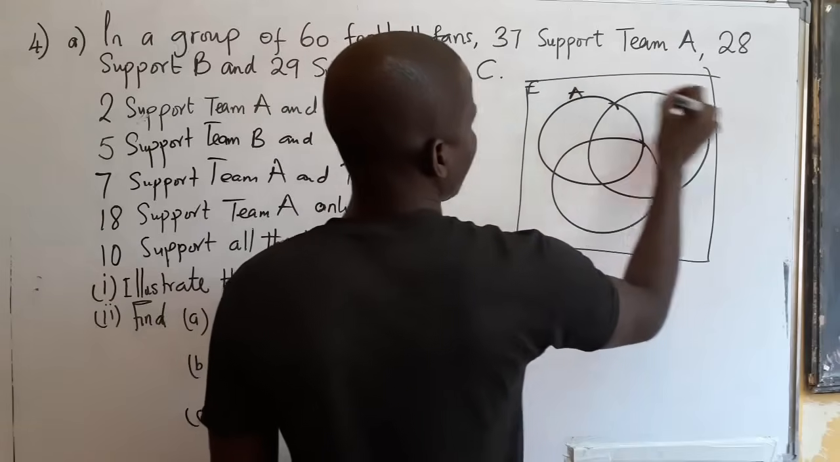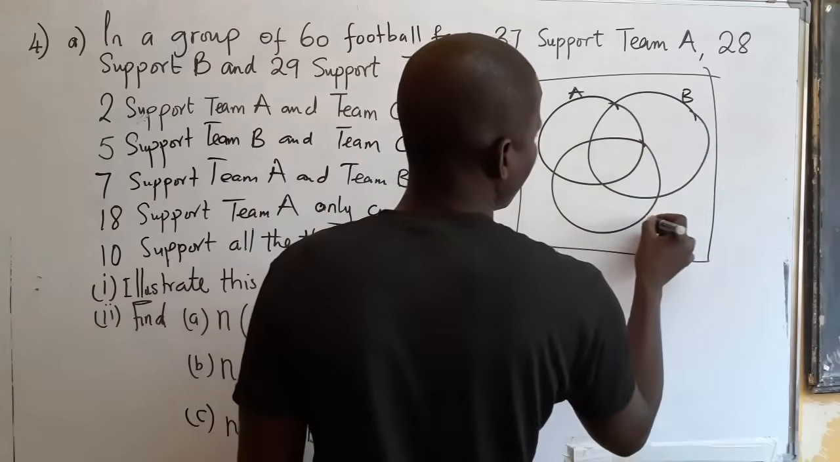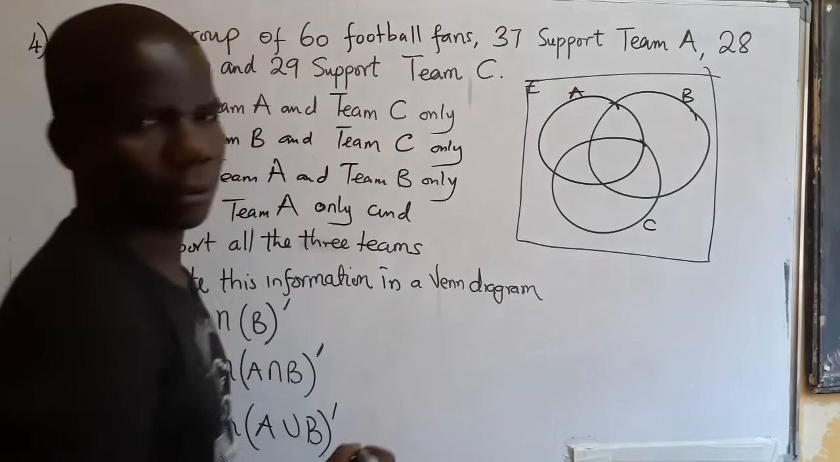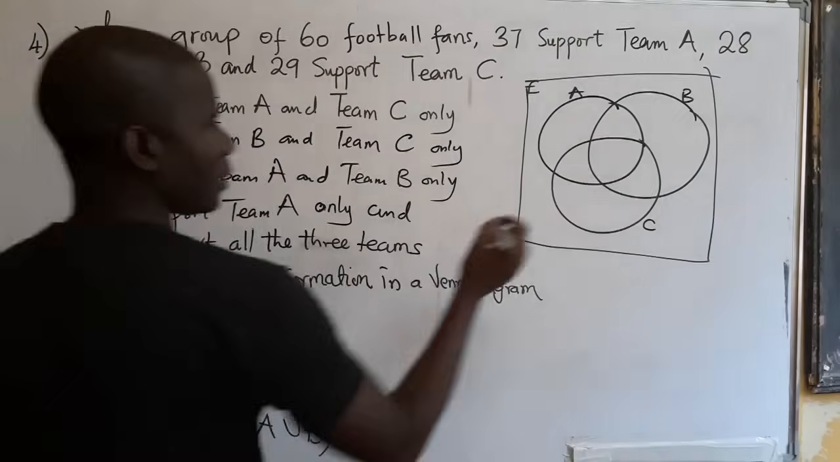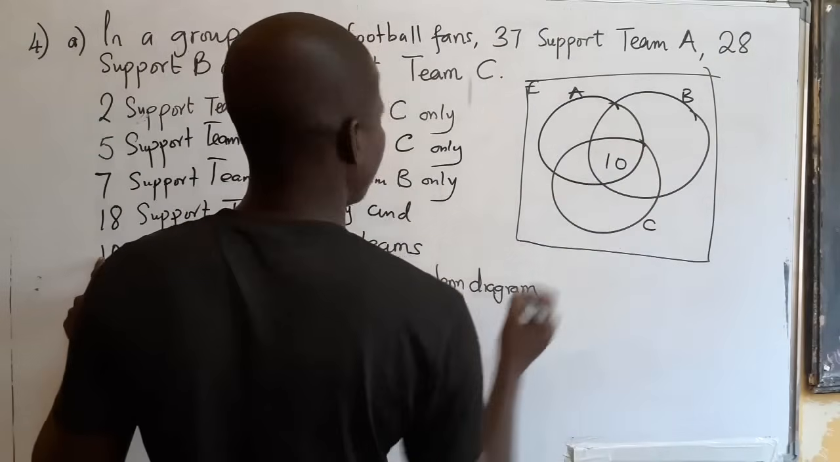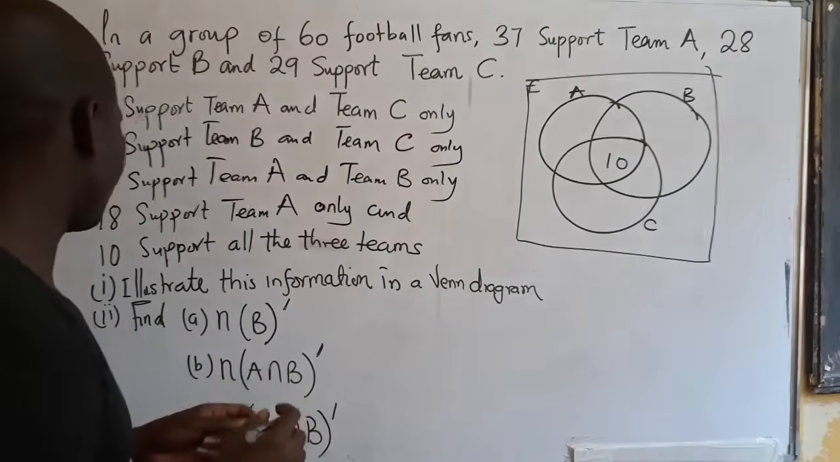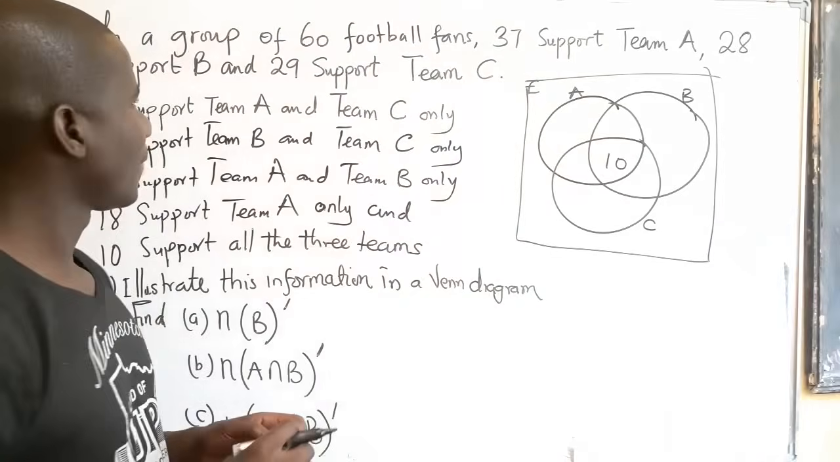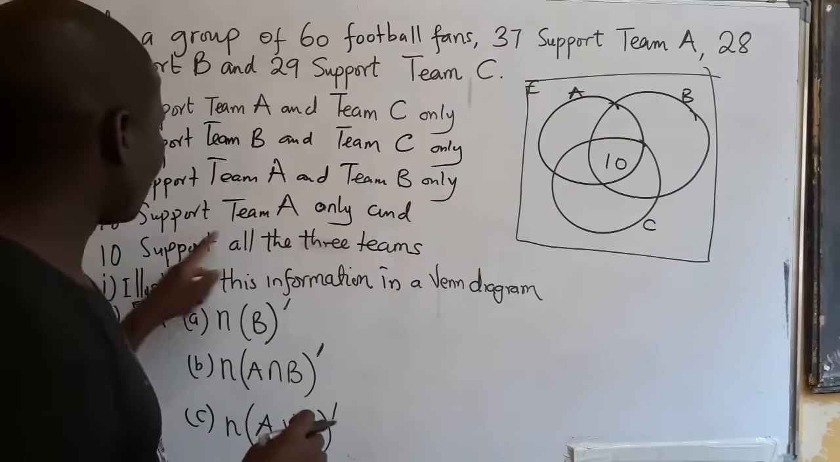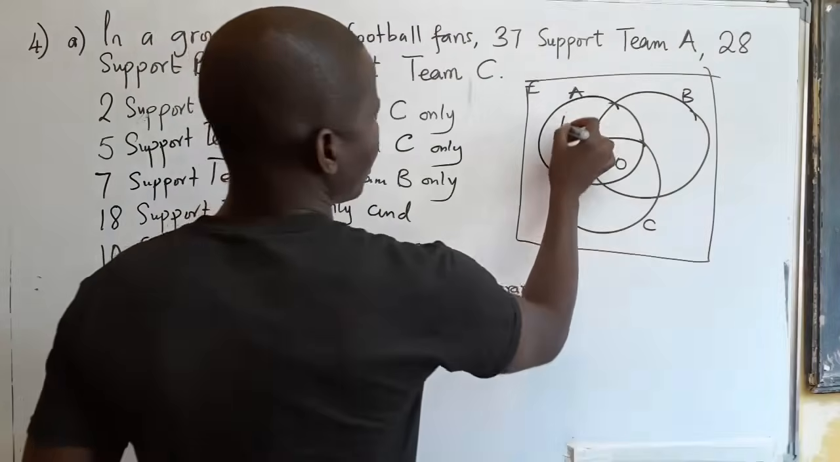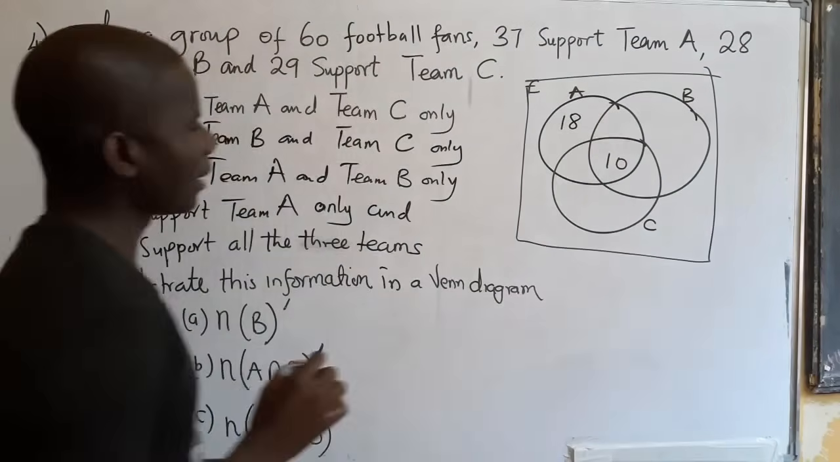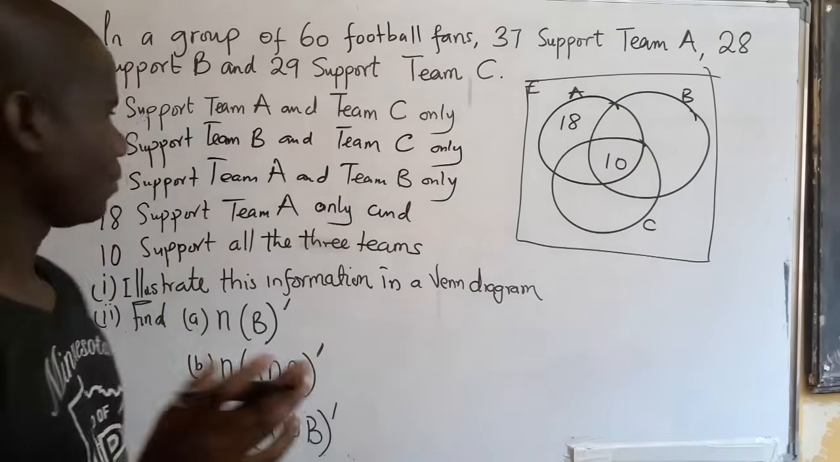Universal team A, team B, team C. So as you may be aware, we always start with the middle one, 10, which supports all the 3 teams. Then 18 support team A only, because of the word only. So 18 we're going to write it here as it is.